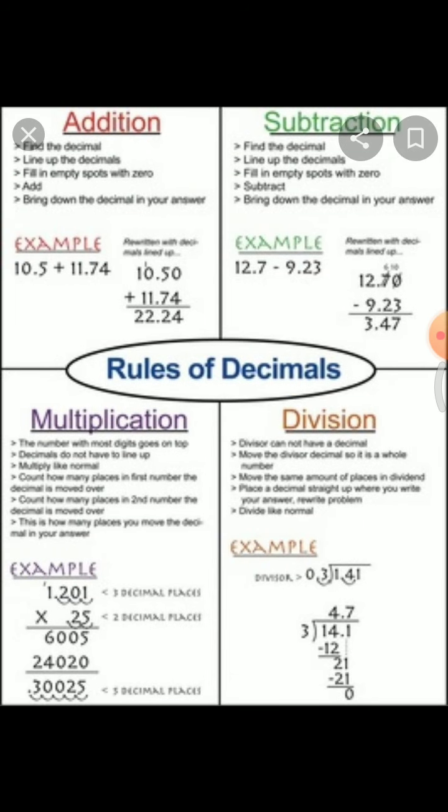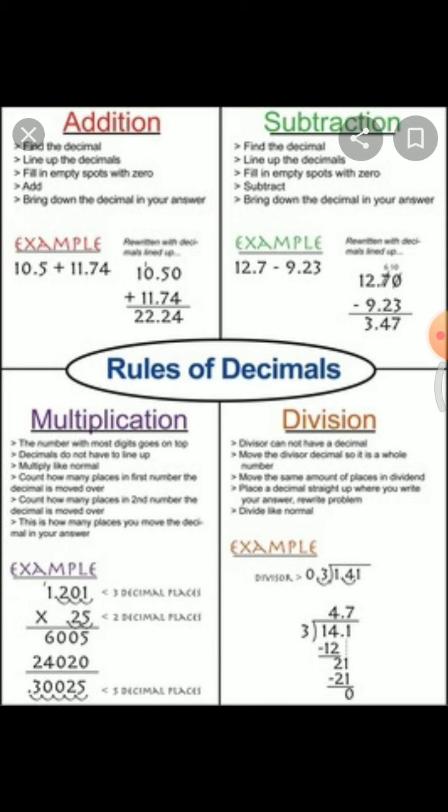So at first, addition. How do we add a decimal number? For this, at first find the decimal, after that line up the decimal, after that fill in empty spots with 0, now add and bring down the decimal in your answer. Suppose you add 10.5 plus 11.74, you note down its decimal place: 10.50 plus 11.74, because you convert it into like terms. Okay, and after that you add in a simple way.